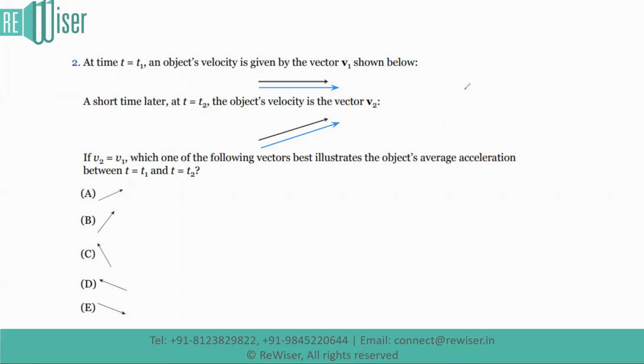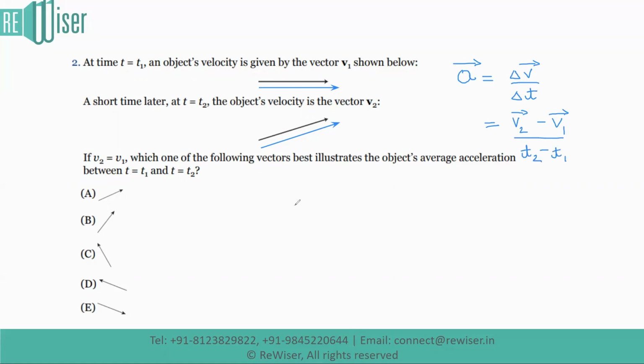So to understand this, let's first write down the formula for acceleration. We know that acceleration a is given by the formula delta v vector divided by delta t. So remember, acceleration is also a vector. So the formula here becomes vector v2 minus vector v1 divided by t2 minus t1.